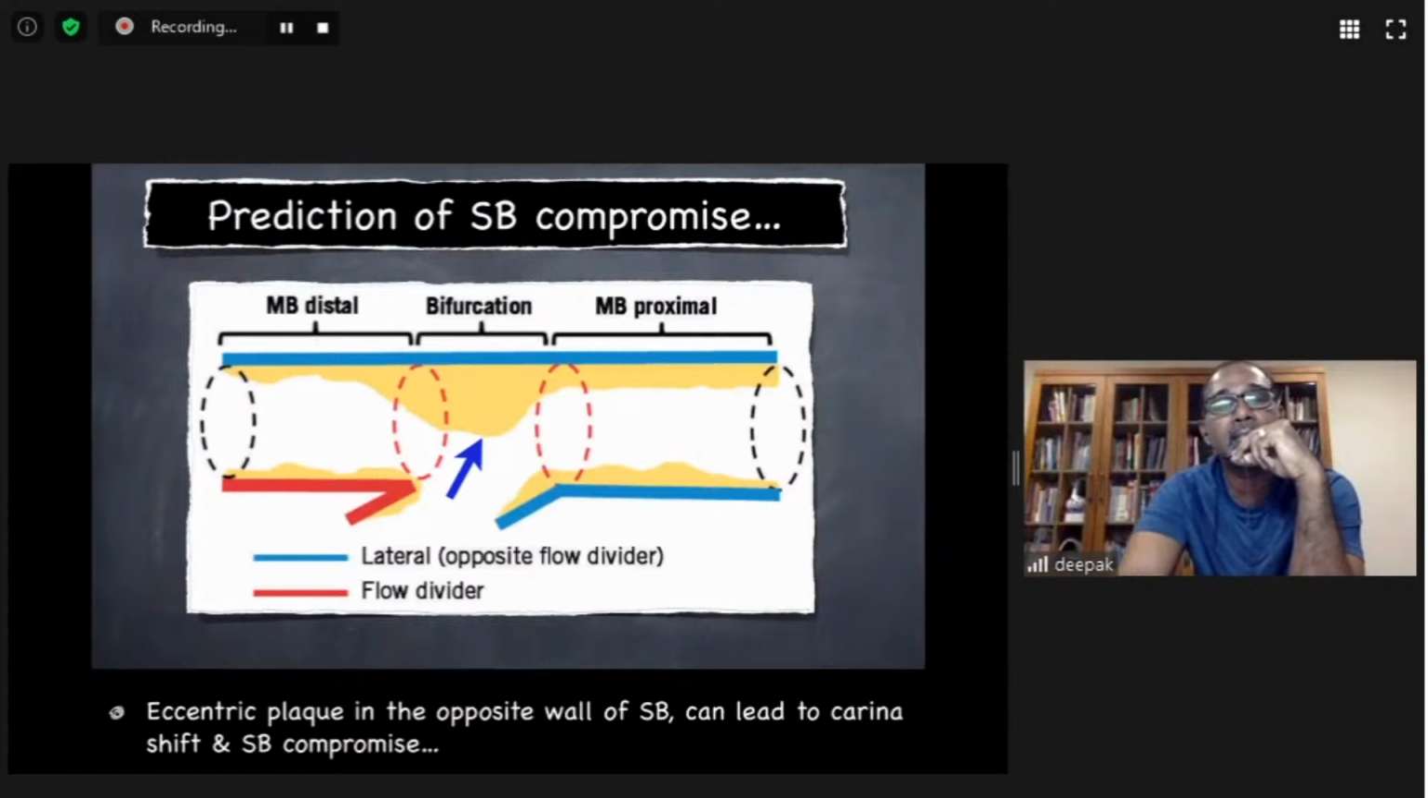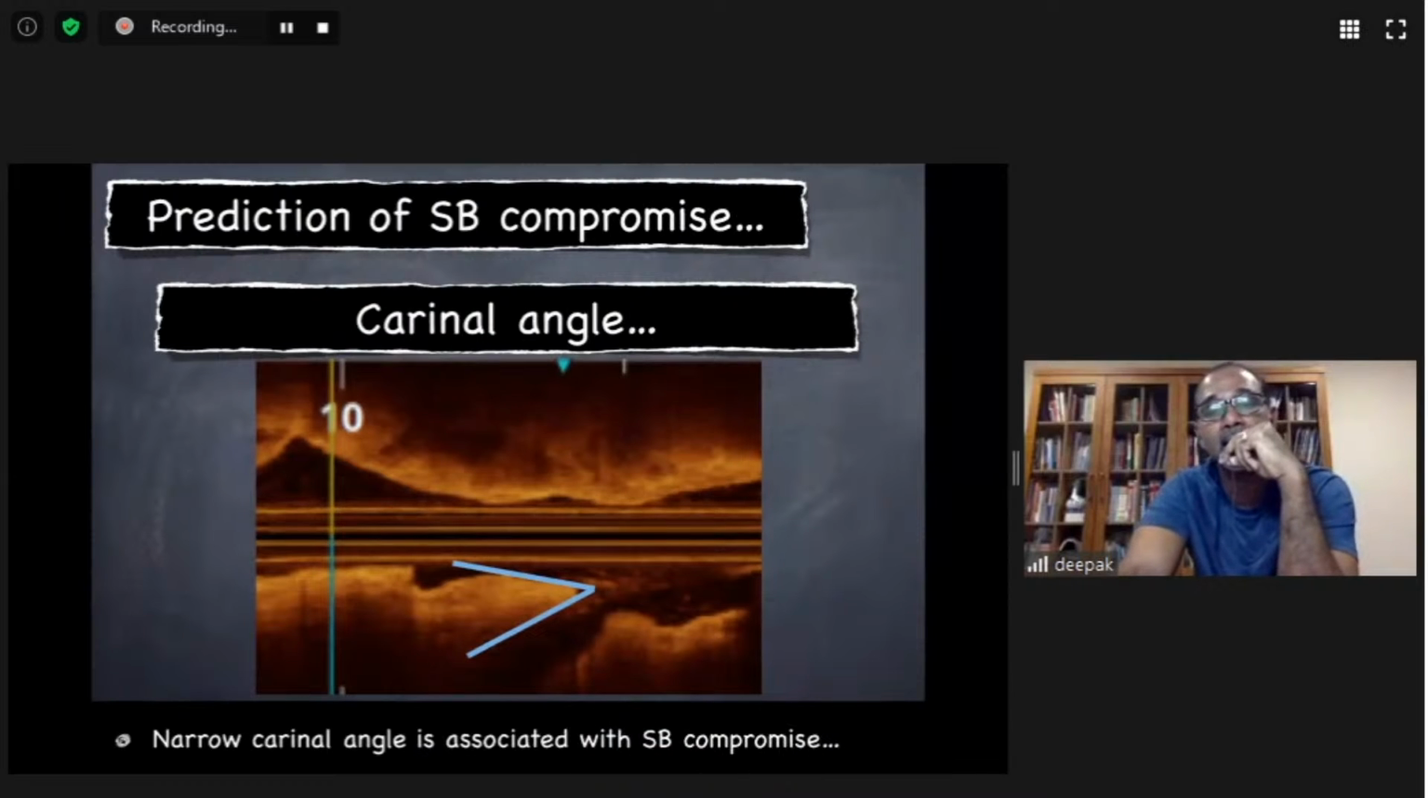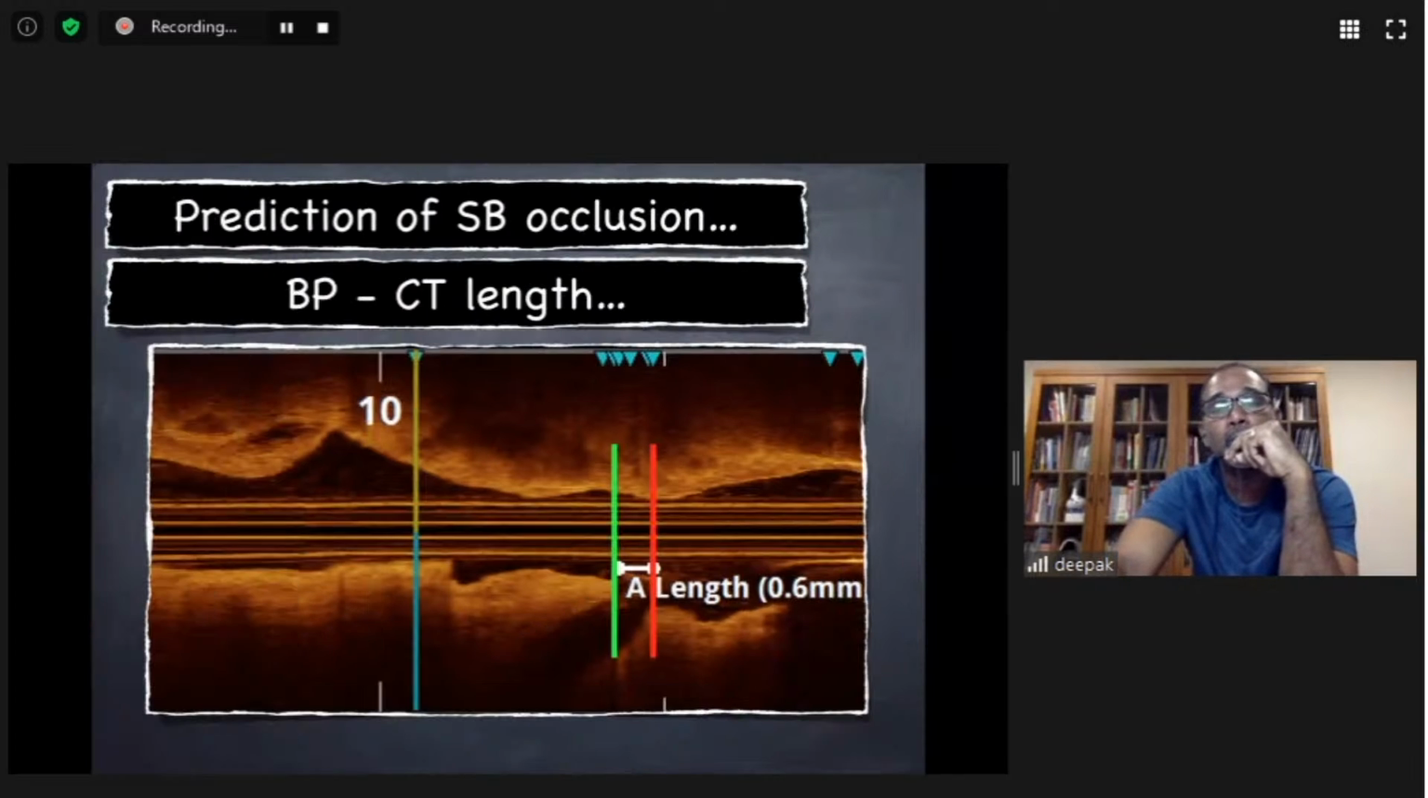First would be an eccentric plaque on the opposite wall of the side branch. When you deploy this stent in the main branch, there is a chance that you are likely to shift the carina and you can compromise the side branch. The second important point is the carinal angle. Here you could see the carinal angle. When it's a narrow carinal angle, there is always a chance that you can push the carina to the side branch and the side branch can get occluded.